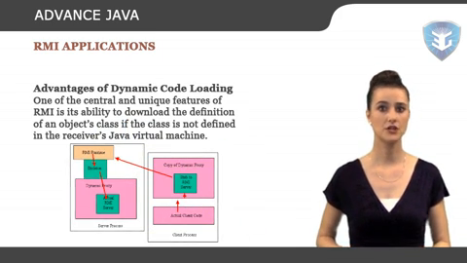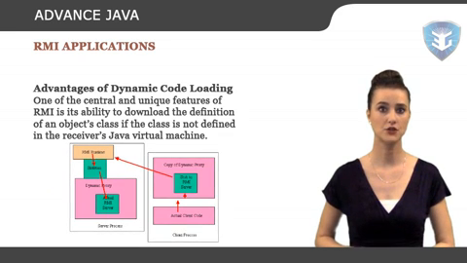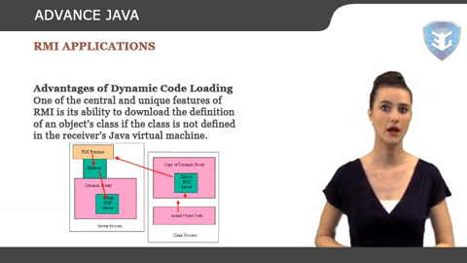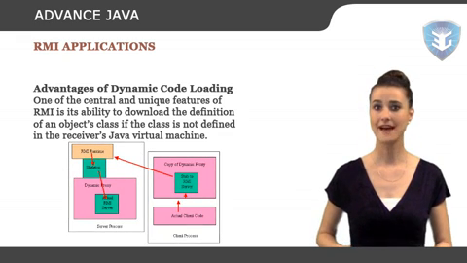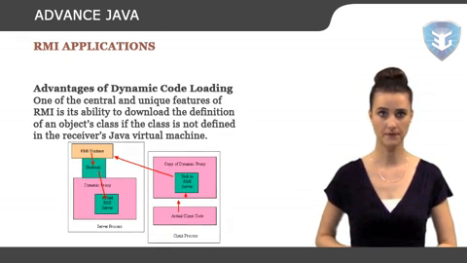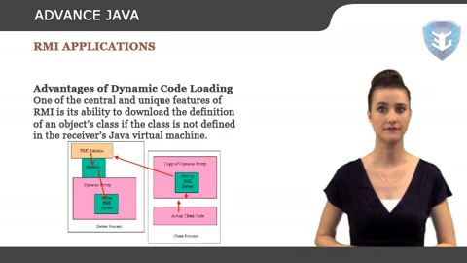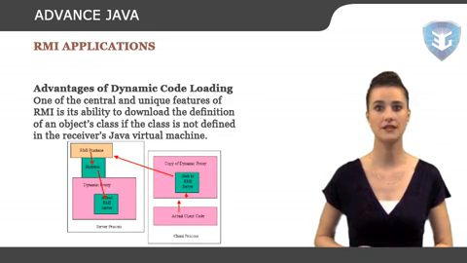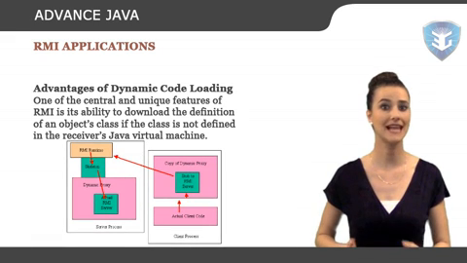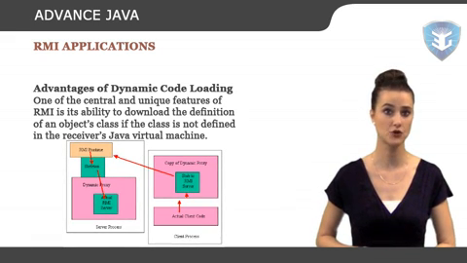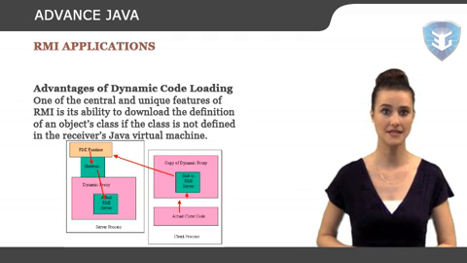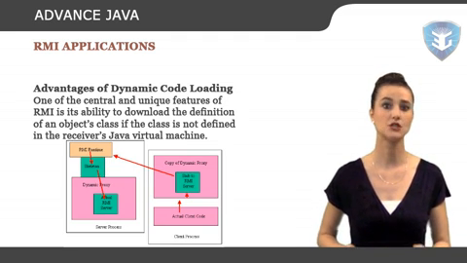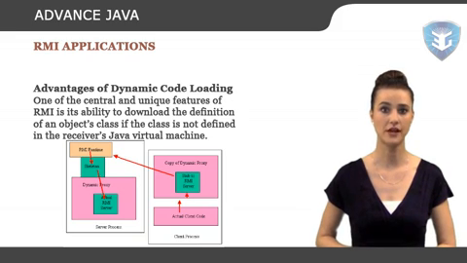The illustration on screen depicts an RMI distributed application that uses the RMI registry to obtain a reference to a remote object. Advantages of dynamic code loading. One of the central and unique features of RMI is its ability to download the definition of an object's class if the class is not defined in the receiver's Java virtual machine. RMI passes objects by their actual classes, so the behavior of the objects is not changed when they are sent to another Java virtual machine.